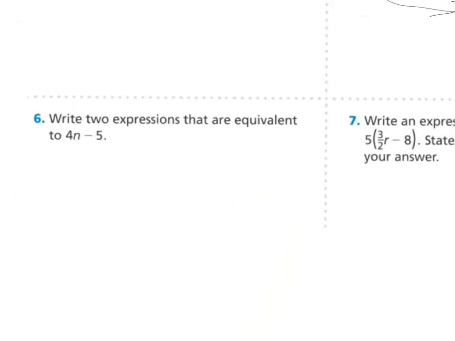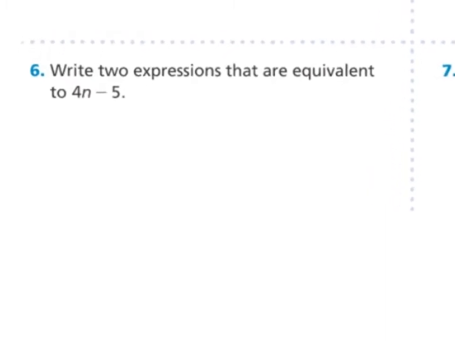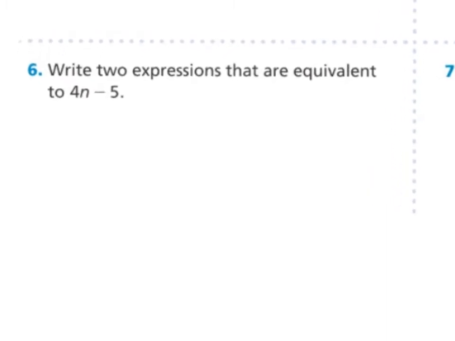Look at number 6. They're asking for two expressions that are equivalent to 4n minus 5. If we look at this problem again, the first thing we're looking for is distributing. I don't see any parentheses, so I'm not going to be distributing. We're going to look for, can we combine like terms? Nope, these are not like terms.